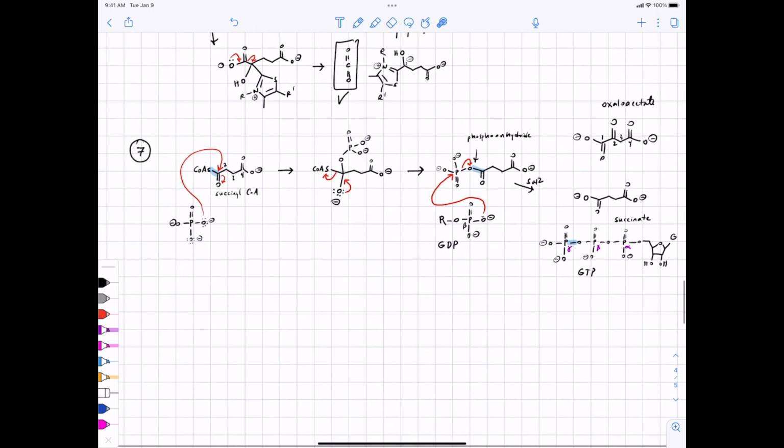All right, so step 7 is all about nature recouping costs and taking advantage of high energy intermediates that we happen to have generated, not letting that thioester go to waste.